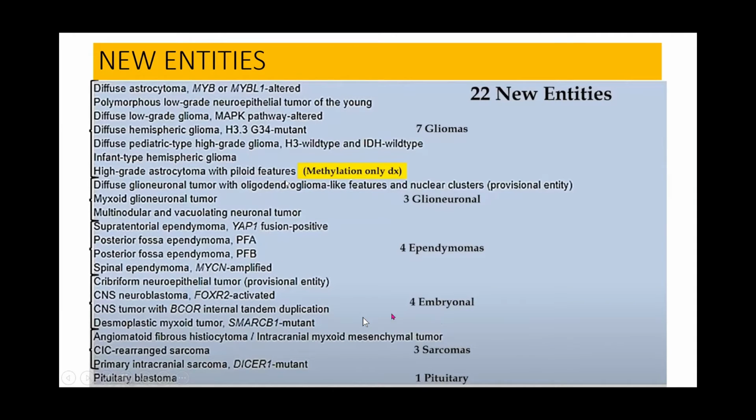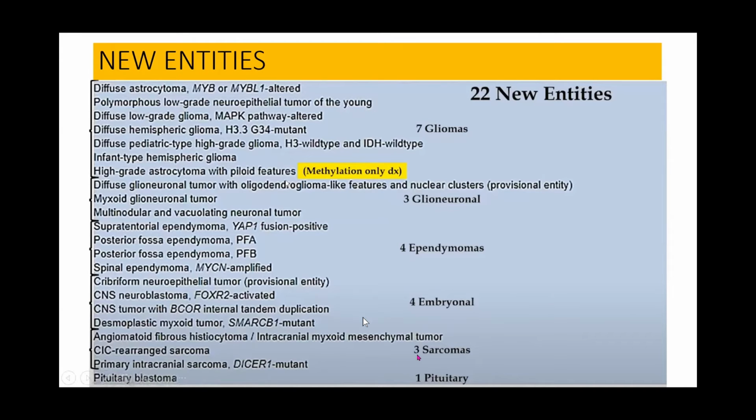In the embryonal group of tumors, earlier on we would call everything CNS neuroblastoma NOS, and the molecular alterations were still in the making. So in the new classification, that change has been acknowledged. You have a new entity called the CRINET. You have CNS neuroblastoma FOXR2 activated. You have CNS tumor with BCOR internal tandem duplication, which belongs to the group of tumors like those in the kidney, like the clear cell sarcoma, and the desmoplastic myxoid tumor SMARCB1 mutant.